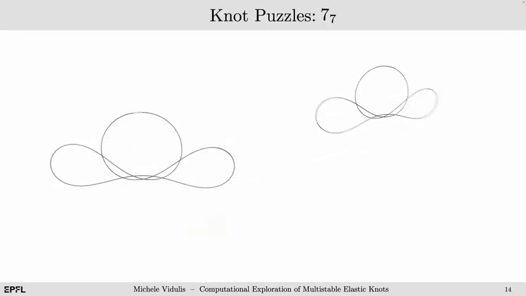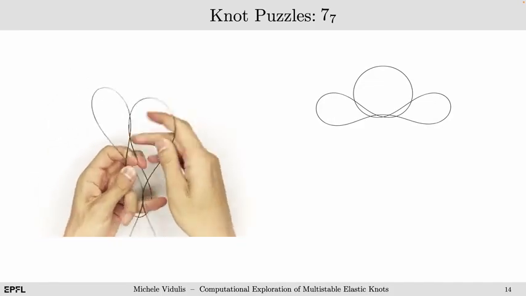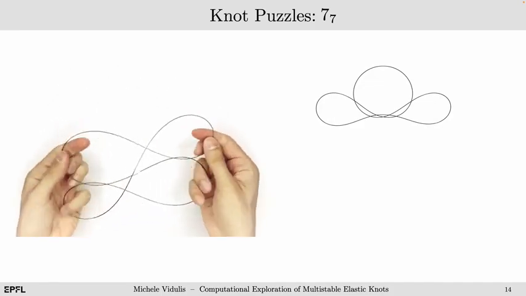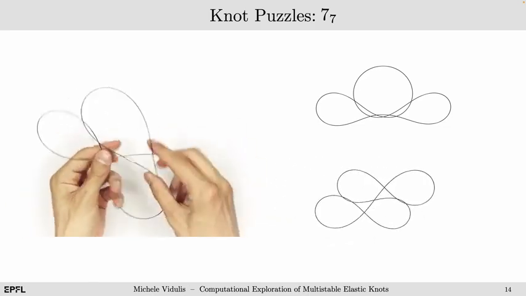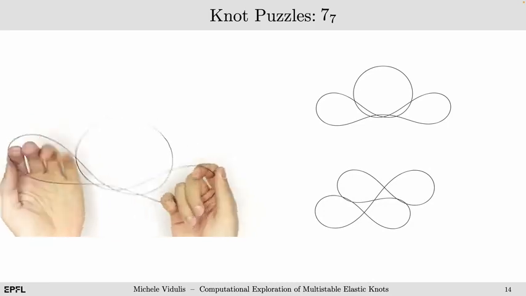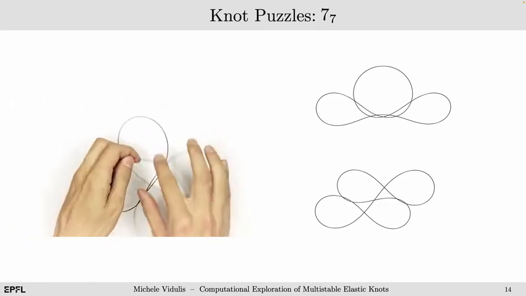We also propose a set of novel recreational puzzles. The challenge consists of finding a deformation path that connects all the prescribed equilibrium states of a given knot, the 7-7 in this example. You're welcome to come talk to me and try solving the puzzle yourself during the interactive poster session.